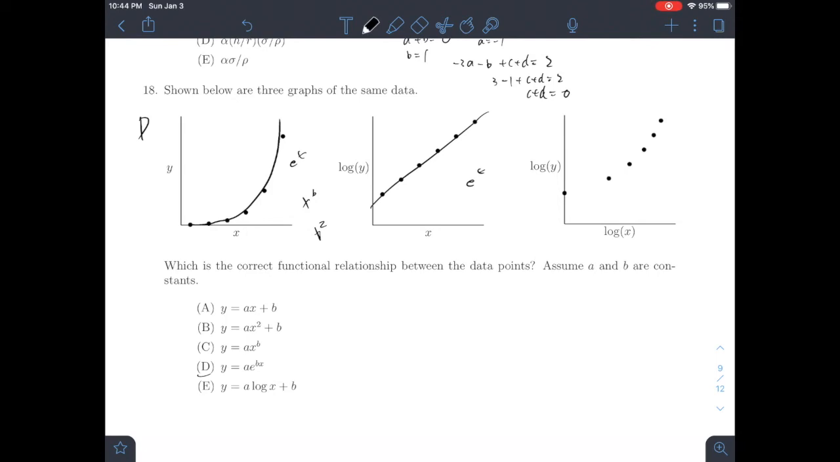The third graph is using logarithm on both sides, which smooths out the curvature of the graph. This is an interesting fact for you to know.